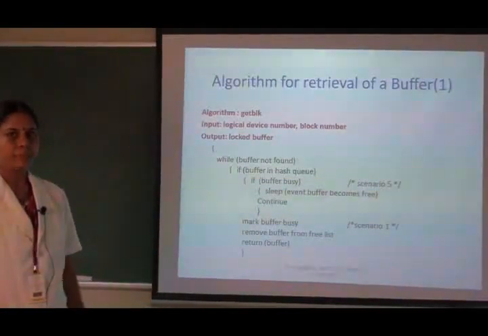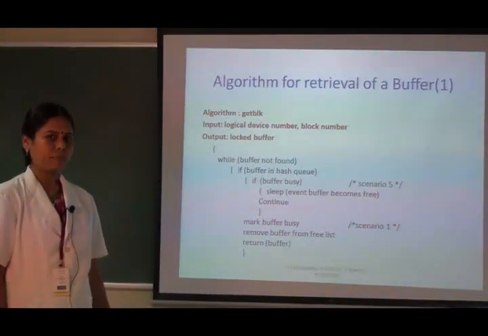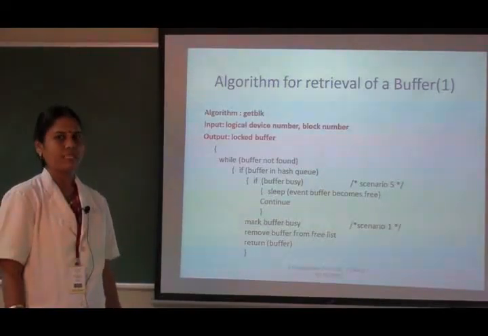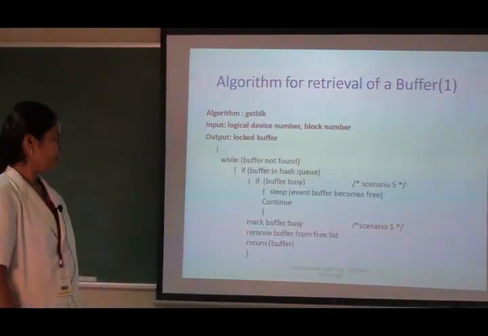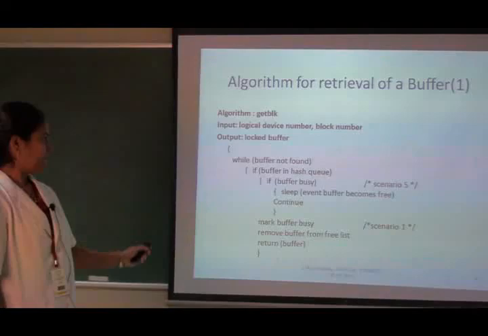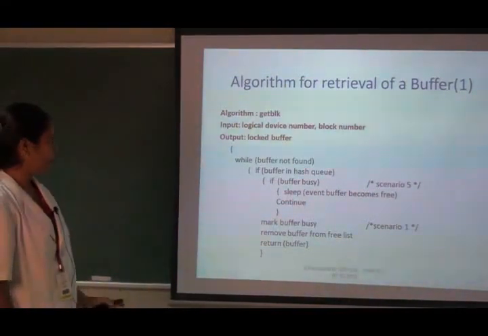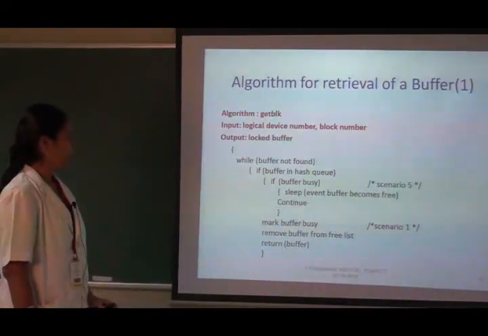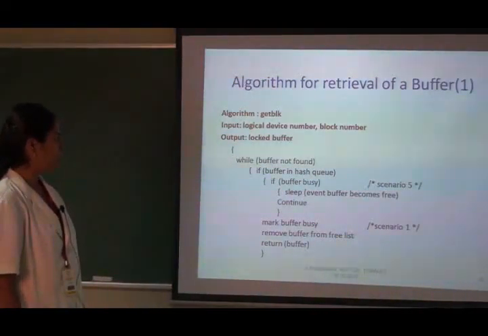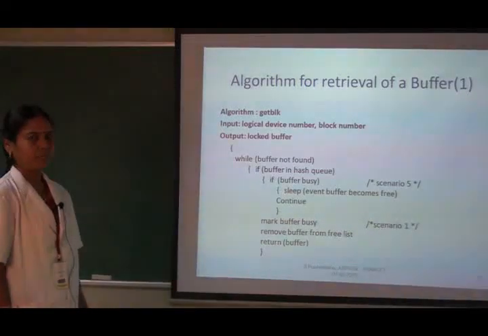Okay, this is the getblk algorithm in Unix operating system. This is available as getblk.c in Unix OS. This is explaining all 5 scenarios. So far we have seen with an example. Here the input is logical device number and block number. The output is locked buffer.